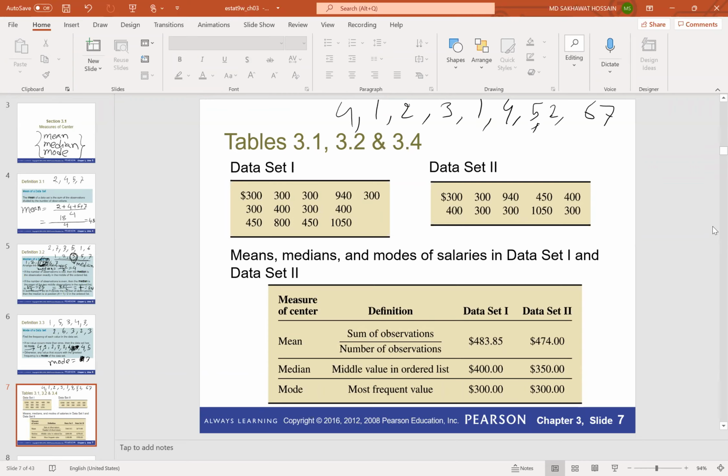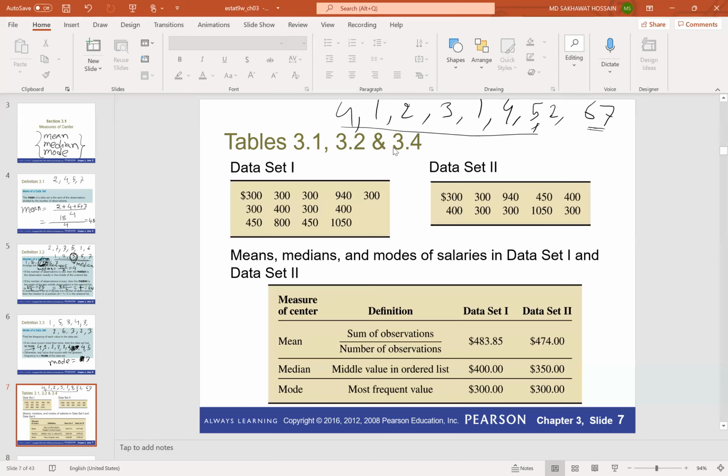So which observation doesn't follow the pattern? Which observation is not consistent with the other data? 67, right? Yeah, here 67 is called the outlier. That means this observation doesn't follow the pattern of the data set. So if you have one or more outliers in a data set, in that case, the mean is not a good measure of center because the mean is highly affected by the outliers.